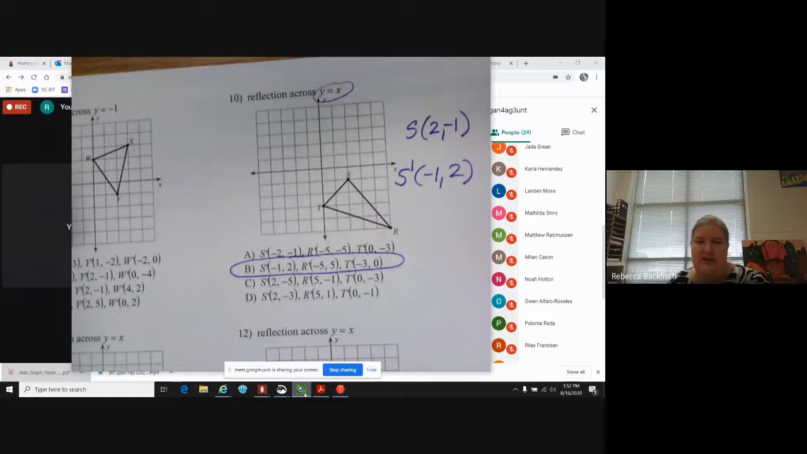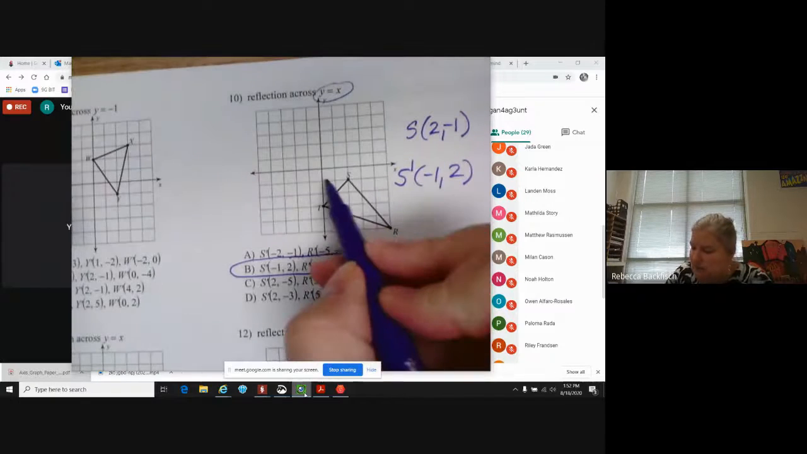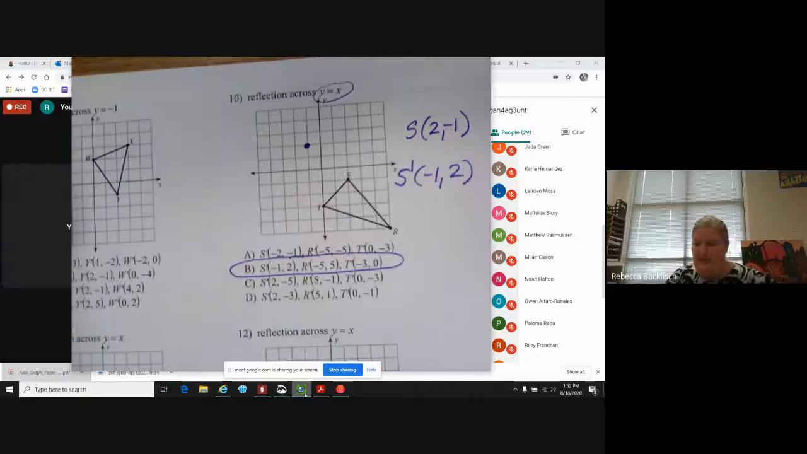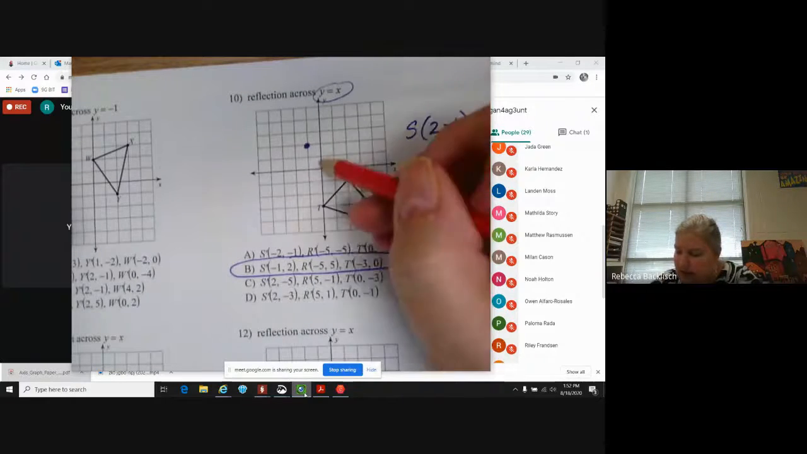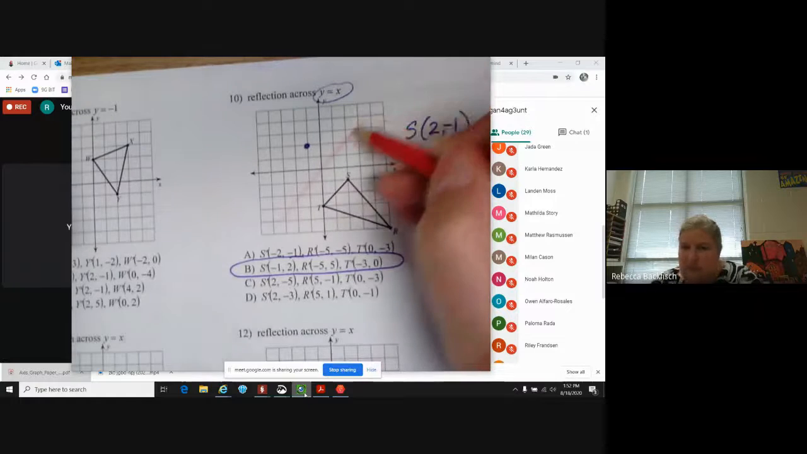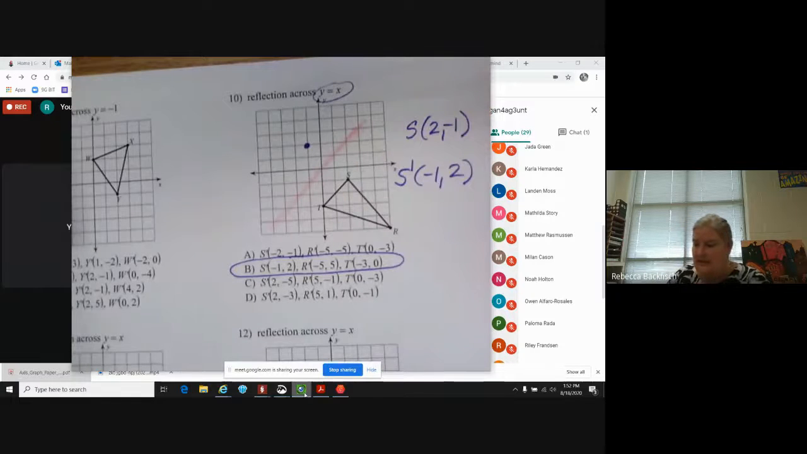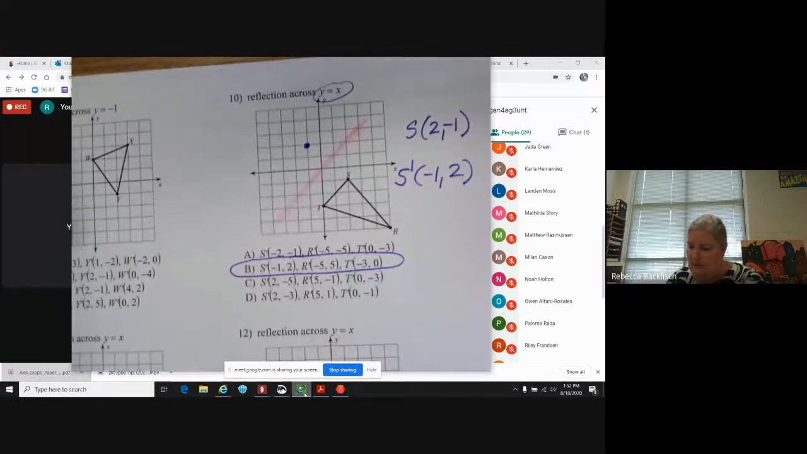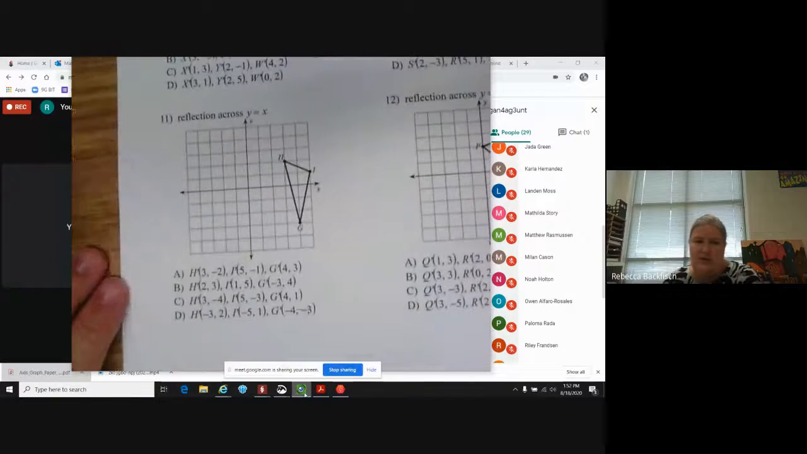Okay, and you can actually see if that kind of makes sense. If you go -1, 2, remember the line we're reflecting across is supposed to be y equals x, which is this line right here. And that does make sense that this point would go over there, across it, leap right across it. Okay, so here's another one like that. Go ahead and try number 11.